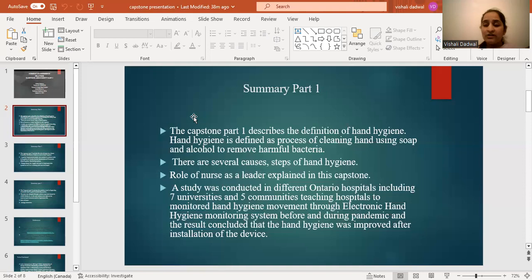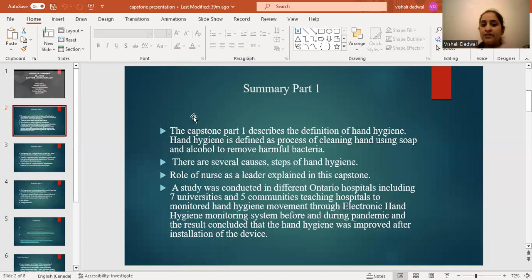So the next one is the role of a nurse as a leader. There are several types of roles of a nurse as a leader. First of all, nurses provide health education to the staff members as well as to the people who are coming to the hospital or staying in the hospital, and also provide knowledge to the staff who are newly recruited in the hospital. They do audits daily, and they manage and maintain all the equipment such as sanitizer, alcohol rubs, and soap, etc.